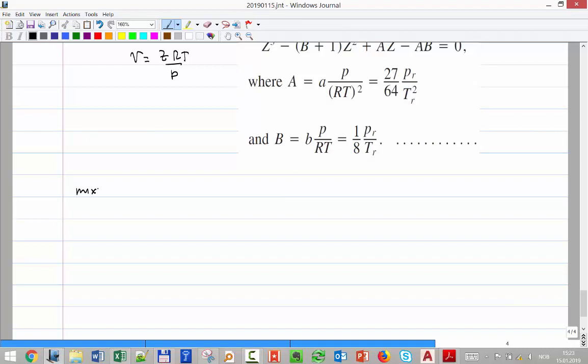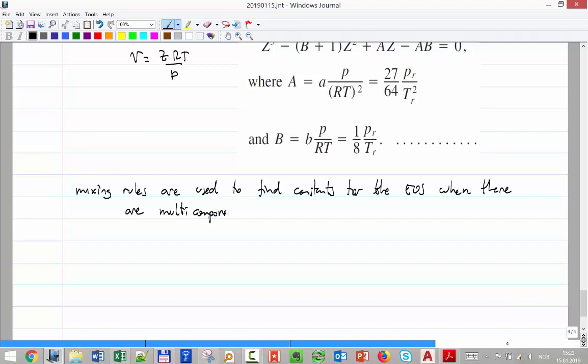So mixing rules are used to find constants for the equation, for the EOS, the equation of state, when there are multi-components. And for the mixing rule, we're going to see now just how I combine these. But you have the idea that I have different properties, Pc, Tc, for different components, and then I mix them. And in this mixing, I have to add some weight to how much I have of each. If I have a lot of methane, that should have more weight than if I have less methane and so forth.